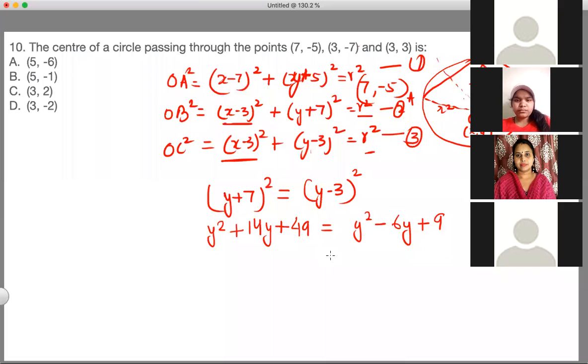Right? So this is 20y is equal to minus 40 and y is equal to minus 2. Okay. So at this point, we can actually stop. We can go back, put all these values and try to solve. Is it needed? Not needed because only one of the options have y is equal to minus 2. Okay. And we know D is the answer.